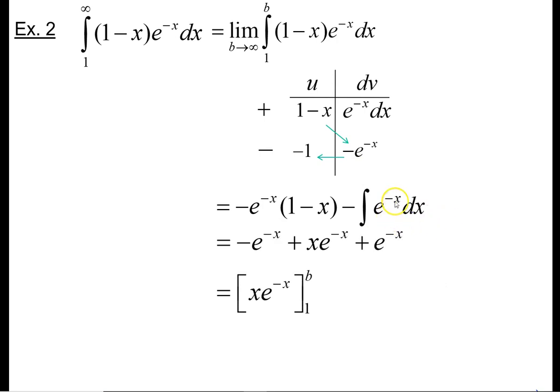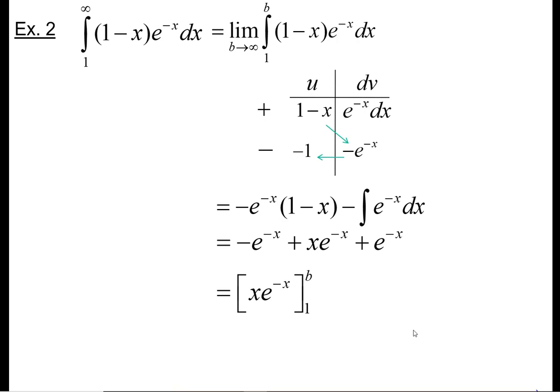And so e to the negative x, we can just integrate. Think of it like a little mini u substitution. And so if we put all this together, notice what I did here algebraically: I distributed this negative e to the negative x, and I got this expression here. So notice these two e to the negative x's cancel out, and I'm just left with this expression right here.